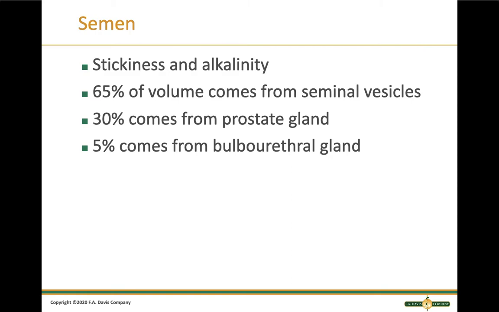Next, we need to know two key qualities of semen and where it's produced. So its two key qualities are stickiness and alkalinity. The stickiness allows it to stick to the vaginal wall, and the alkalinity allows it to neutralize the acidic environment in the vagina so the sperm can stay alive. Only 1 or 2% of it is actually the sperm cells. Most of it is fluid. Again, 65% of that comes from the seminal vesicles, 30% from the prostate gland, and 5% from the bulbourethral gland.